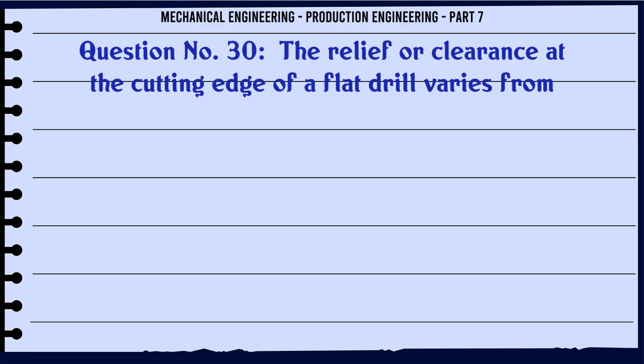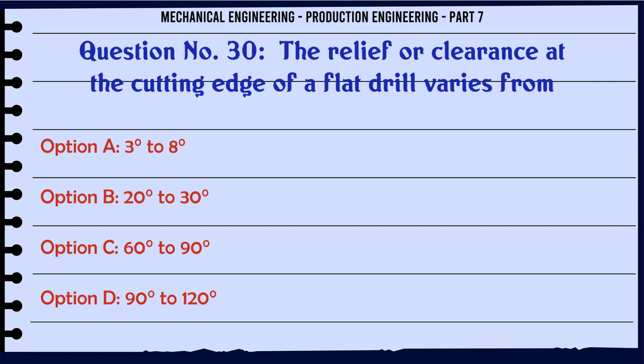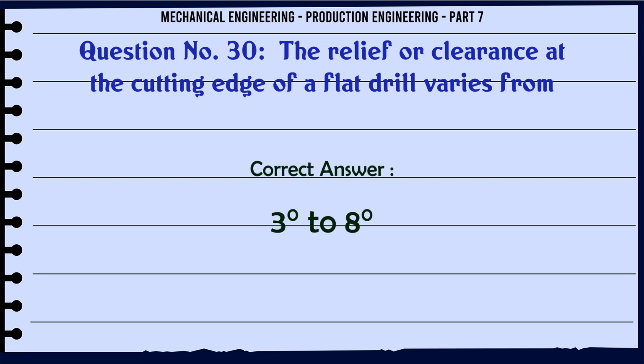The relief or clearance at the cutting edge of a flat drill varies from: A. 3 to 8, B. 20 to 30, C. 60 to 90, D. 90 to 120. The correct answer is 3 to 8.